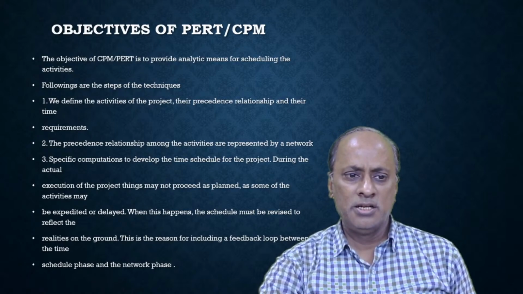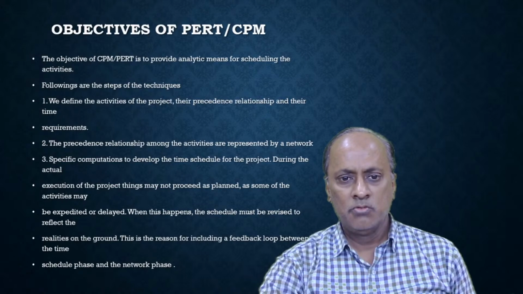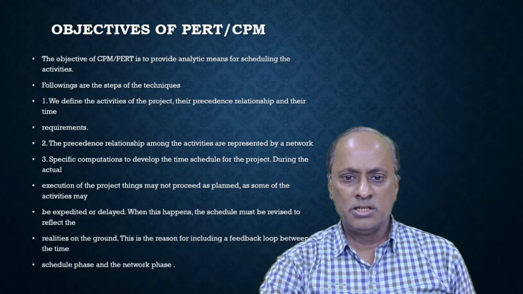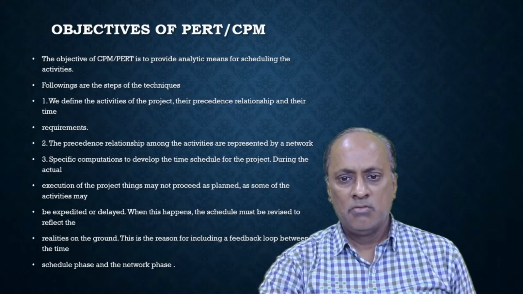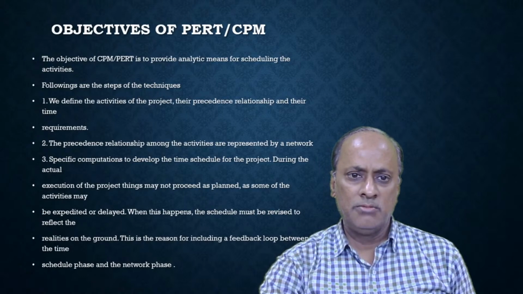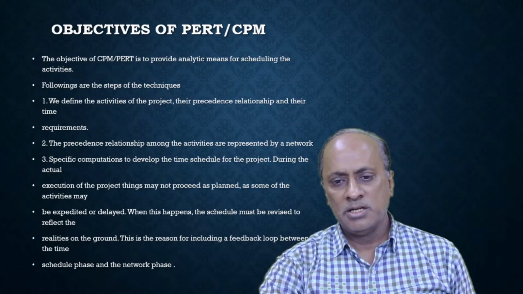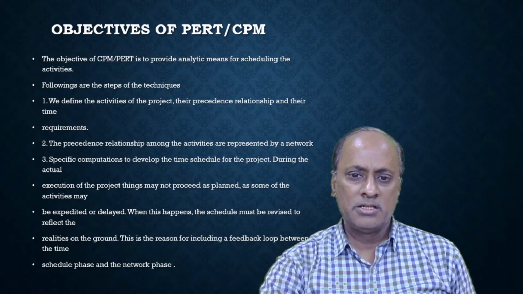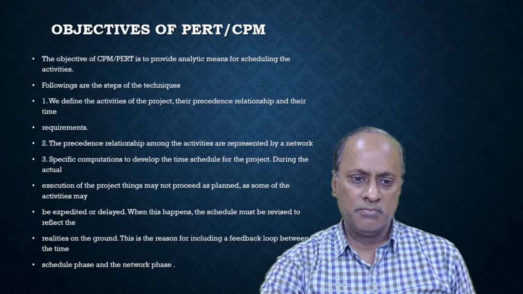Then there is the precedence relationship. What is the precedence relationship? We should find out which are the predecessor activities and which are the successor activities, their time requirement, and in what time these activities can be completed. The precedence relationships among the activities are represented by a network. Once you write the precedence relationships in a table, this is represented by a network diagram.